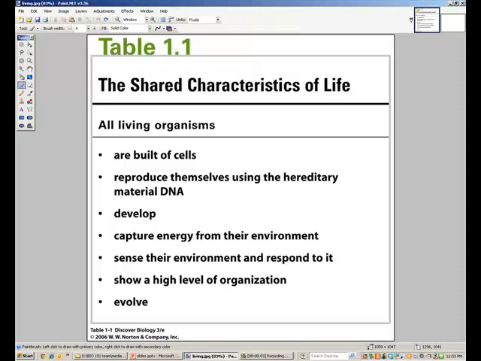Hello, this is your introductory lesson for Biology 101 for the first day of class. What we're going to talk about is the shared characteristics of living things. Biology is the study of life, and so things that are living share certain characteristics.